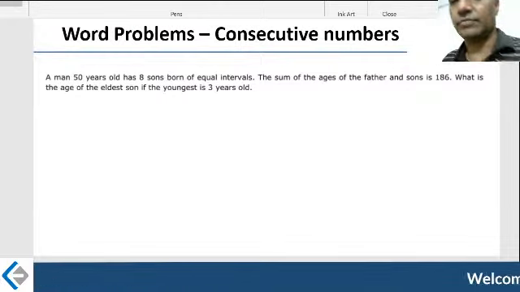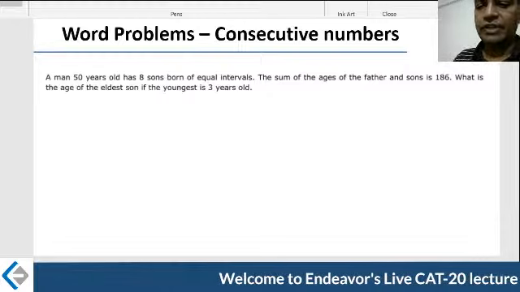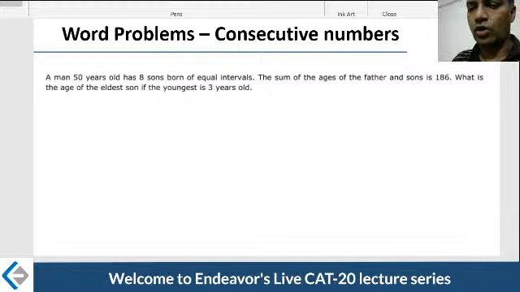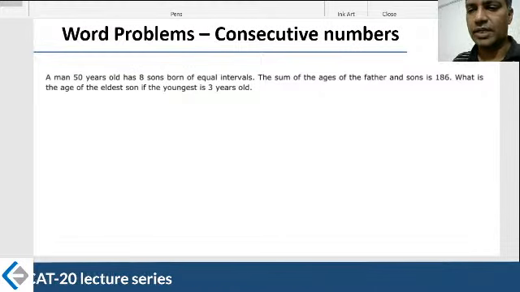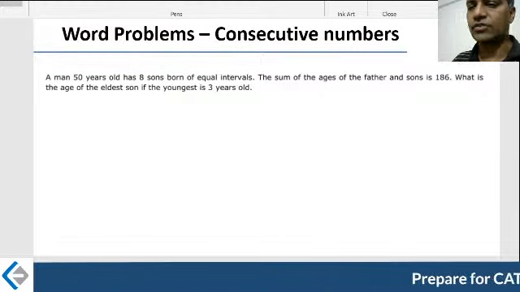Yeah, here we go, guys. Fine, it's time. A 50-year-old man has 8 sons born at equal intervals. The sum of the ages of the father and sons is 186. What is the age of the eldest son if the youngest one is 3 years old?